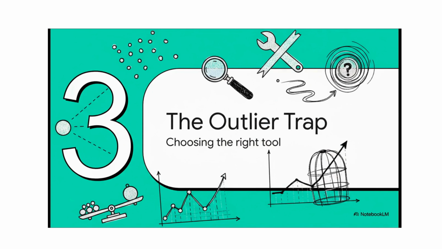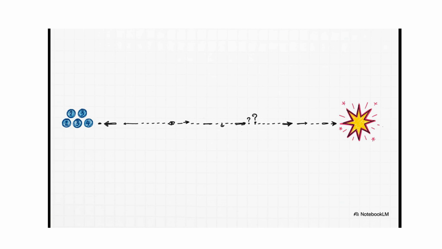Okay, so now let's see why all of this really matters. We're about to walk straight into what I like to call the outlier trap, and we're going to see how choosing the wrong tool for the job can lead you to a completely wrong conclusion. Take a look at this data set. Most of the numbers are small, right? They're all clustered together. And then you've got 100, just hanging out there, a massive outlier.